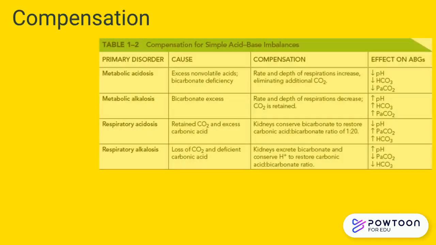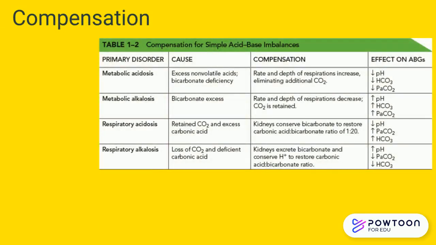This is a great little table I had from a few years ago. It kind of gives the primary disorder, what the underlying cause is, how they're going to be compensated, and what's going to be the effect on the ABG. If you're a logistical learner and like charts and graphs, this is for you.